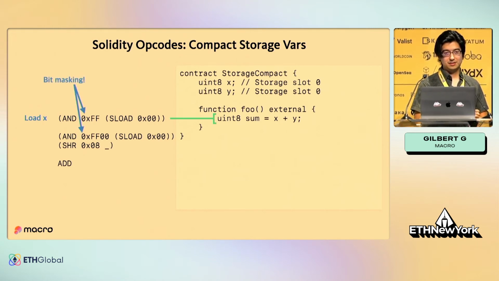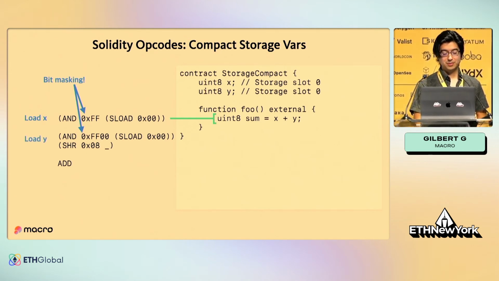This value here is how you do bit masking. If you don't know what bit masking is, you can check it out later. It's a pretty fun concept and not difficult to learn. But effectively, we are whitelisting bits out of this 32 bytes of data. So the first byte we are considering to be X.